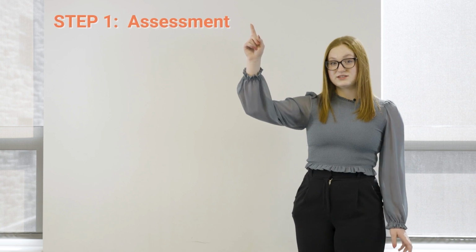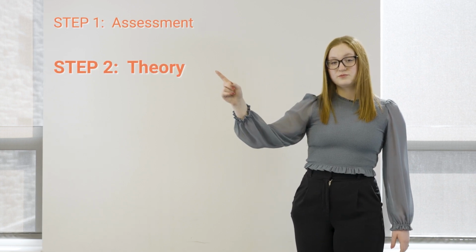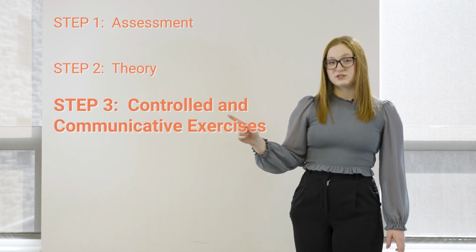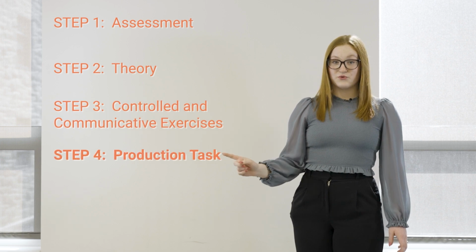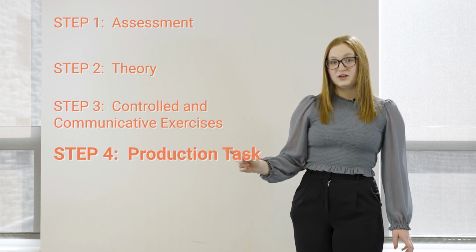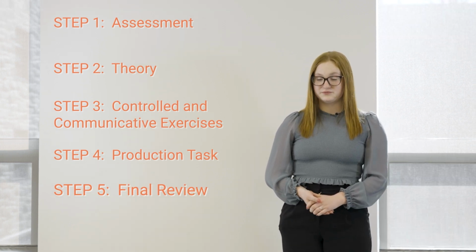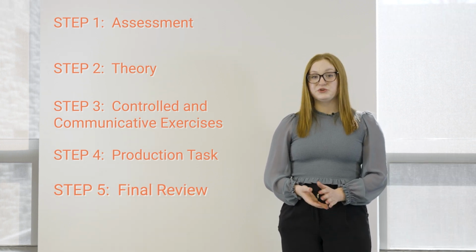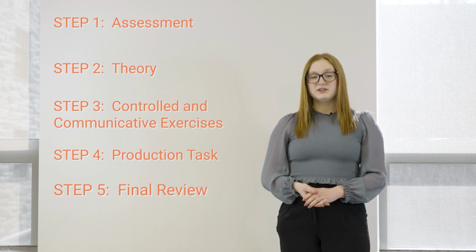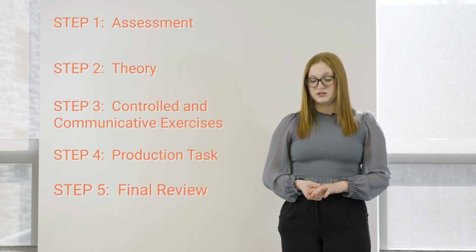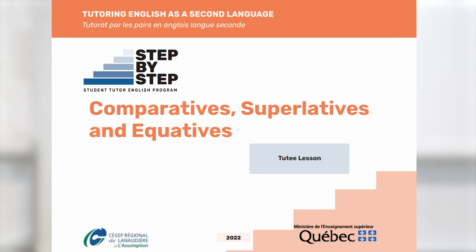Each lesson on the step side contains the following 5 steps. Step 1, the assessment. Step 2, the theory. Step 3, controlled and communicative exercises. Step 4, production task. And step 5, final review. Sounds like a lot? Not really. In fact, most lessons are organized this way. To clarify these steps, I will briefly show you the 5 steps using parts of a comparative and superlative lesson.